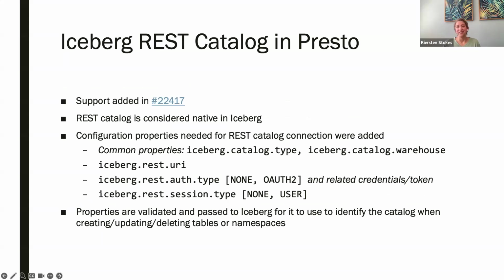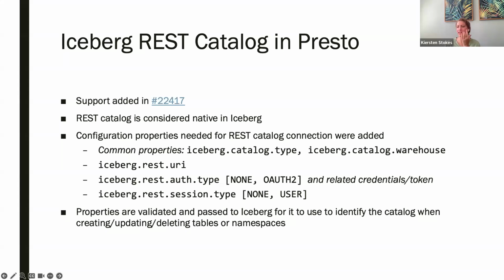So finally, this is sort of a measly slide. And I sort of teased as to why, but as far as Iceberg REST catalog support goes in Presto, it was actually very easy, I'll say. I don't want to say easy, but simple to add, which was great.